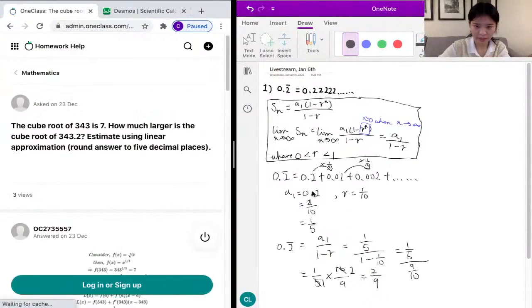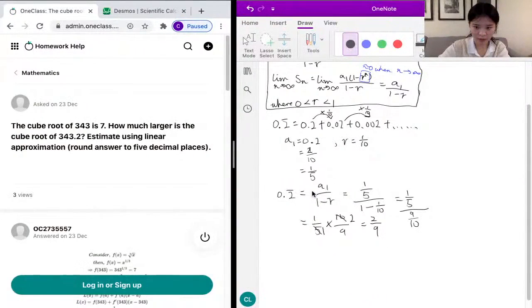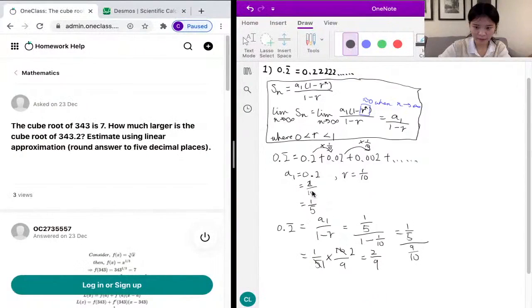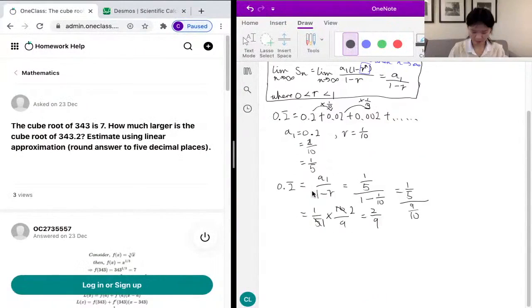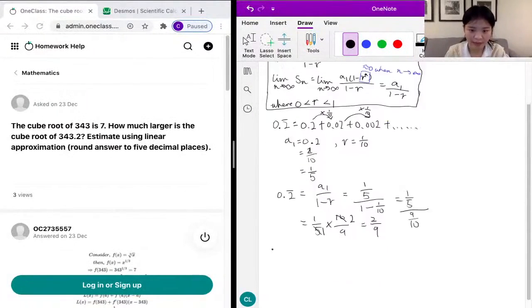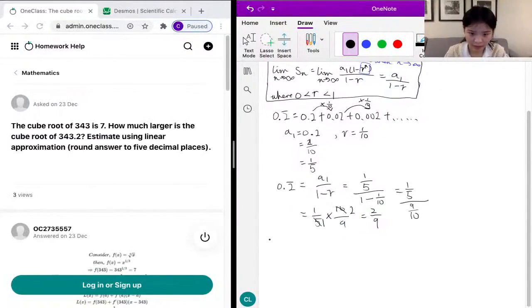Now let's look at our next question, question number 2. It tells us that the cube root of 343 is 7, and asks how much larger the cube root of 343.2 is. It says we should estimate this using linear approximation and round the answer to 5 decimal places. Okay, so let's do that.